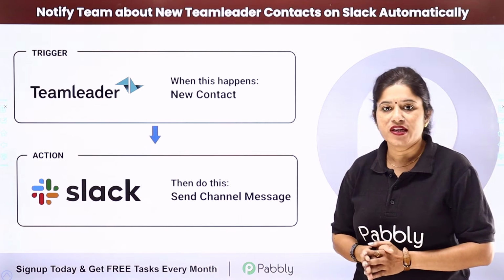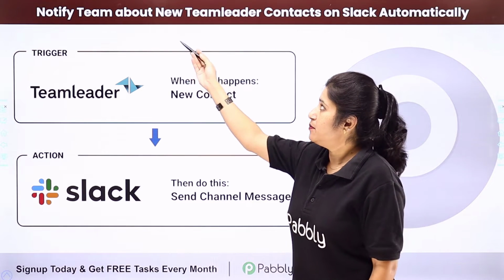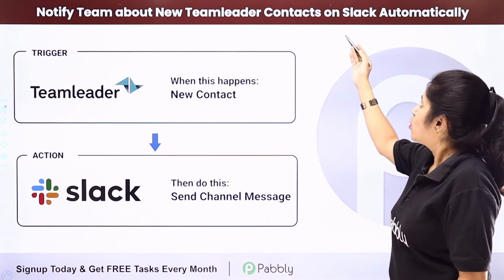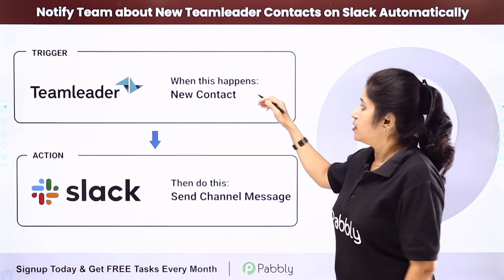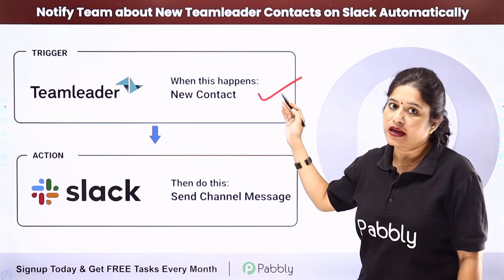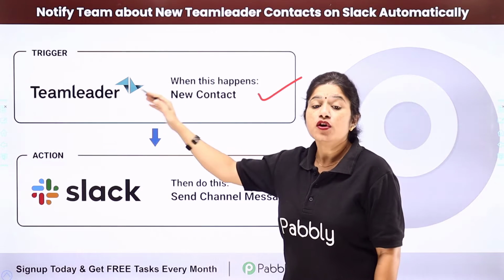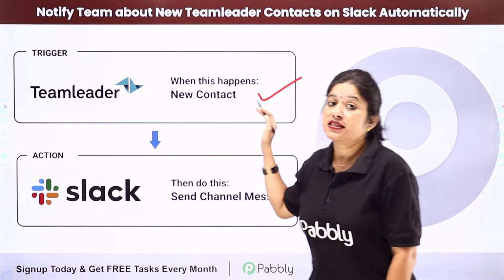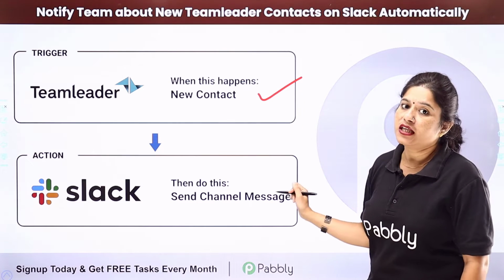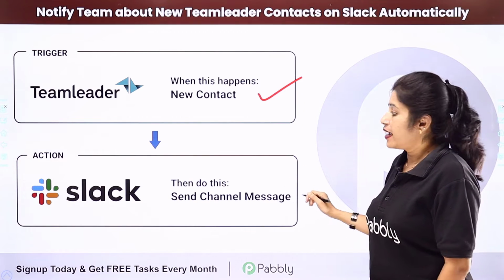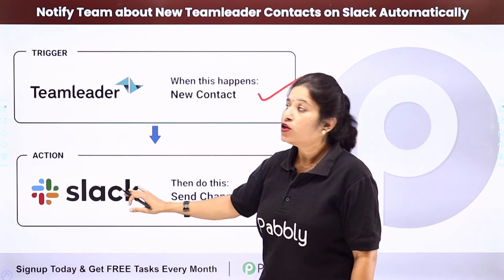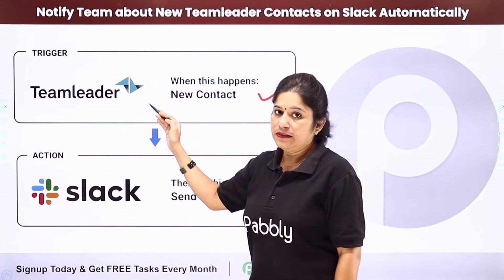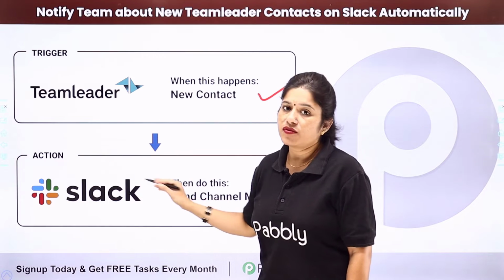In this video, we are going to learn how you can notify team about new Teamleader contacts on Slack automatically. So the idea here is that whenever you create a new contact into your CRM software application, that is Teamleader, you want automatically the same contact details to be shared with your team on the Slack channel. For that, you need to integrate your Teamleader account with Slack channel. So here your trigger application would be Teamleader and your action application would be Slack.